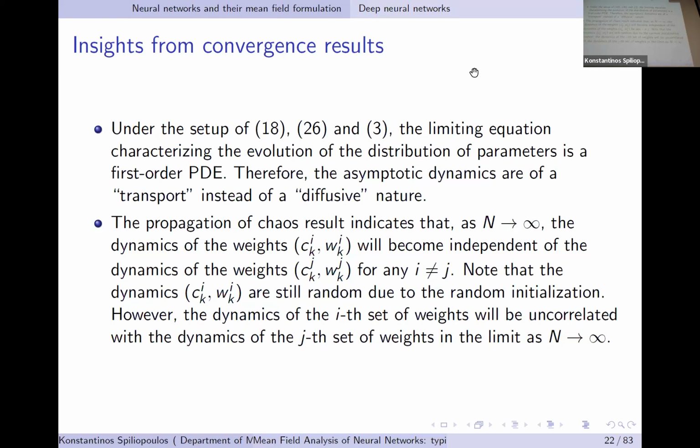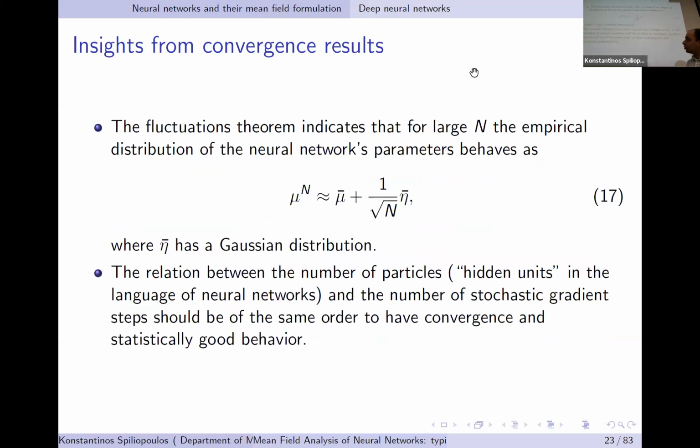This kind of suggests why over-parameterization doesn't hurt here. At the end of the day, when n is very large, you have many, many particles, but they are actually acting as independent ones. For the fluctuations, you get an approximation to the empirical distribution of the parameters, which is essentially Gaussian with mean mu bar and variance of order 1 over n, with some variance-covariance structure which has been characterized. So the point is that up to first order, this is the approximation that you get. And the other thing is that, in order to get this kind of behavior, the number of times that you iterate the process should be proportional, more or less, to the number of hidden units.